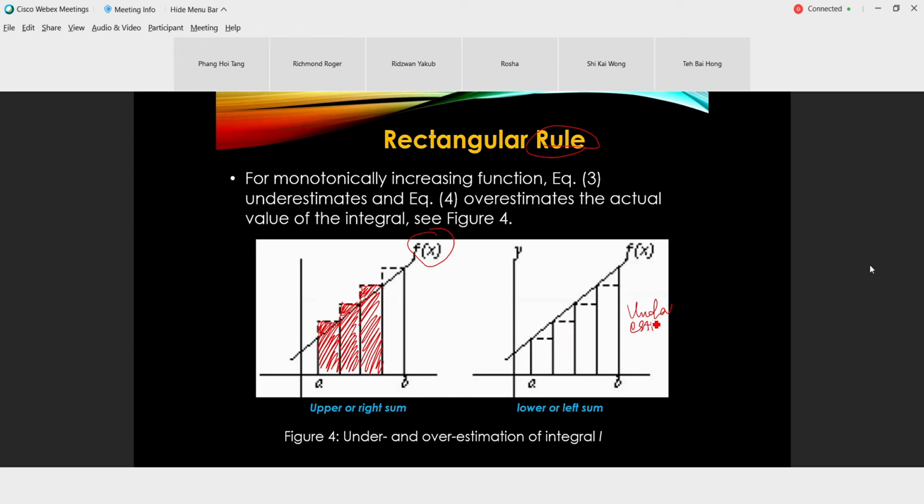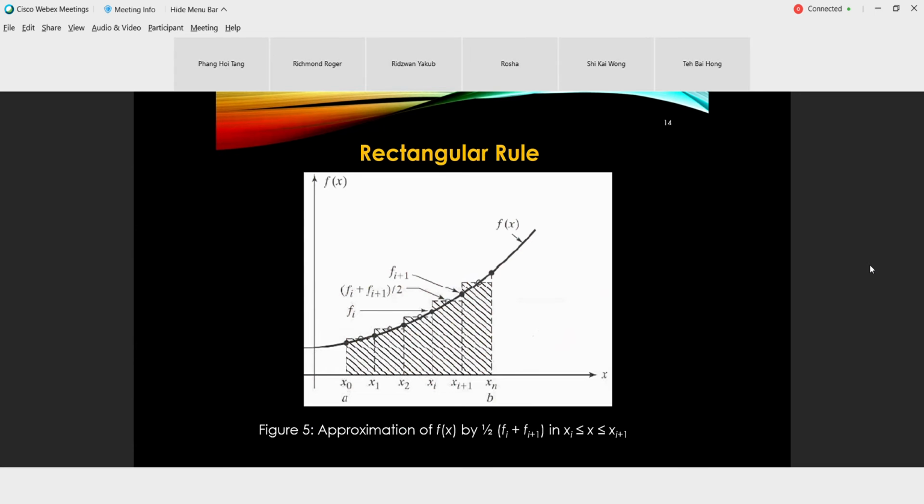Okay, this is underestimate value. This is overestimate value. So both conditions, overestimation or underestimation, will reduce the accuracy of this rectangular rule. This is an example of the rectangular rule.